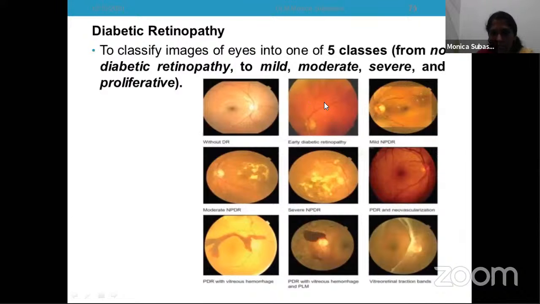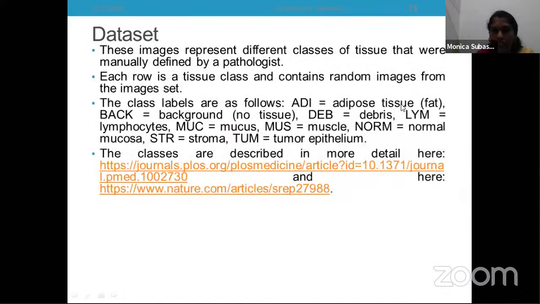The class labels are given here. You can differentiate adipose tissue, no tissue, background, debris, lymphocytes, mucus, muscle, normal mucosa, stroma, and tumor epithelium. These are all the available information present in that particular image. And from one single image, we can differentiate all these layers or all these tissues. This was one particular problem statement.